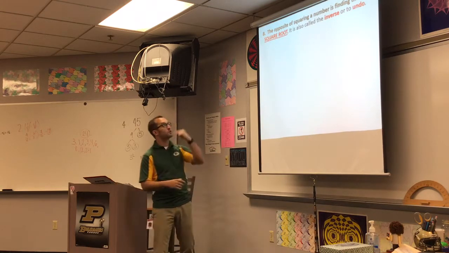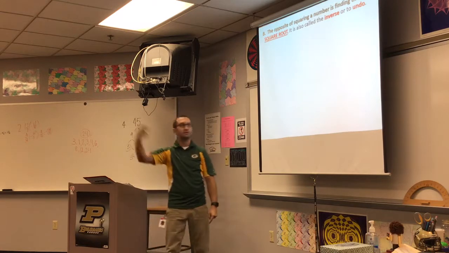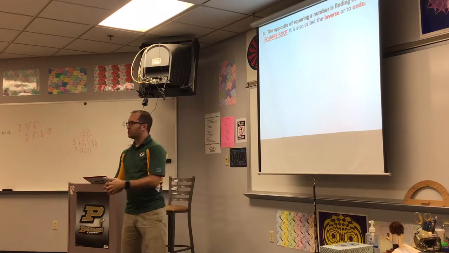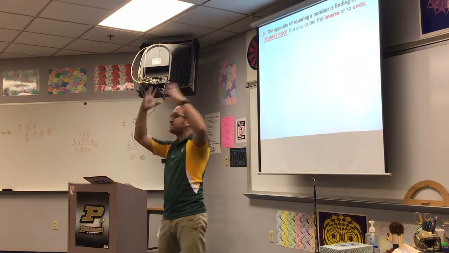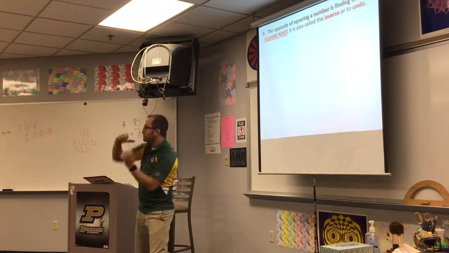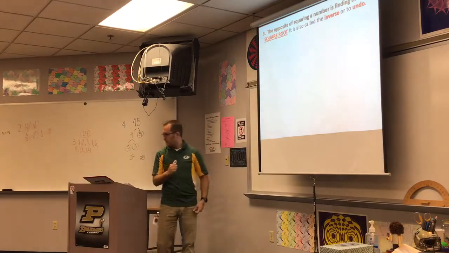So the opposite of squaring a number is called finding the square root. Everybody say square root. Square root. It's also called the inverse. So if squaring a number takes a number and makes it bigger, you're multiplying it times itself, finding the square root is getting it smaller and figuring out what number times itself is that. And that's how we get to this.